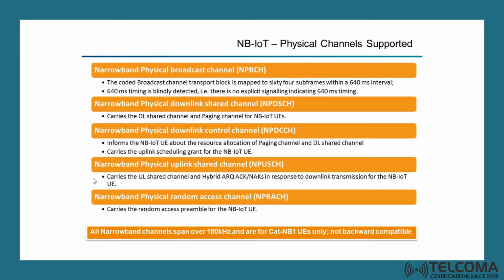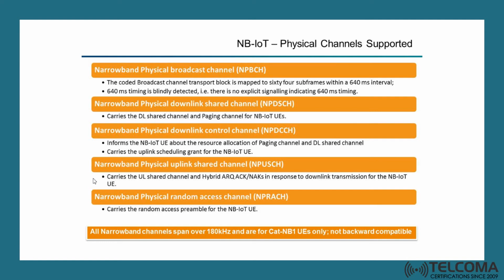How this PBCH is mapped: the broadcast channel transport block is mapped to 64 subframes within a 640 millisecond interval. The 640 millisecond timing is blindly detected. There is no separate explicit signaling or separate space to detect the 640 millisecond timing. The broadcast channel is blindly decoded. The narrowband physical downlink shared channel carries the downlink shared information and paging information for NB-IoT UEs. The physical downlink control channel informs the NB-IoT UE about the resource allocation of the paging channel and DL shared channel. That is, we get DCI information here in the PDCCH, and it even carries the uplink scheduling grant for the NB-IoT UE to transmit in uplink.